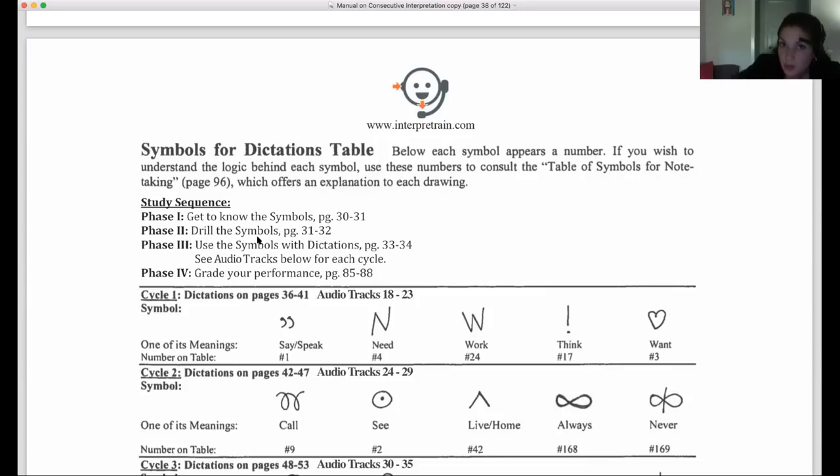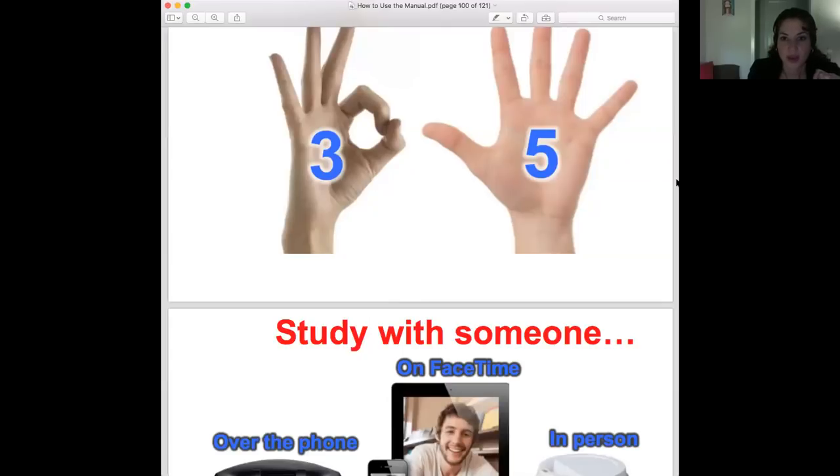You drill the symbols, time-limited activities. Then you do your dictations, and each cycle will tell you the pages and the tracks, and then you grade your performance by listening to yourself and comparing it. That's the whole deal. That is the way to master these symbols. And again, you do it repeatedly until you know it by heart. So page 35 is the way to go.